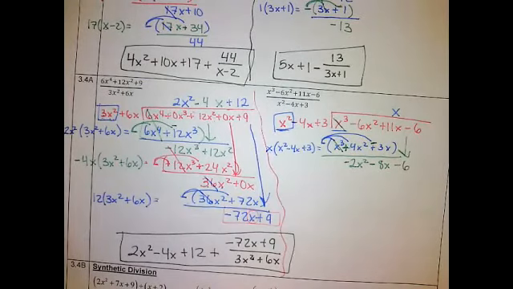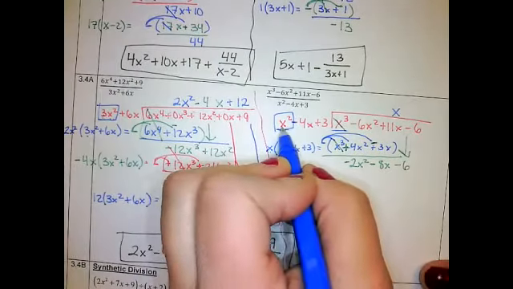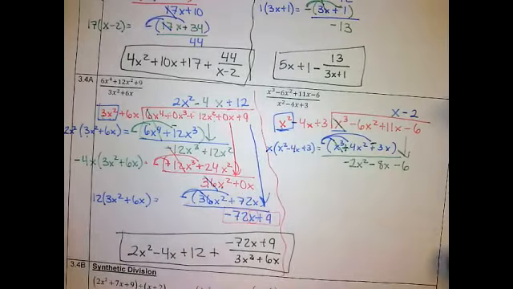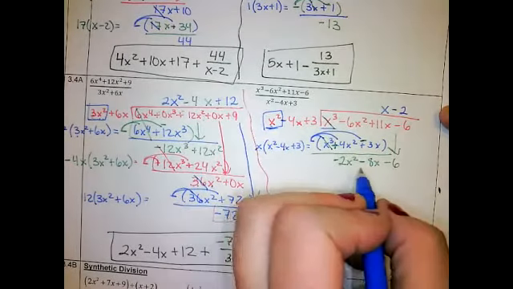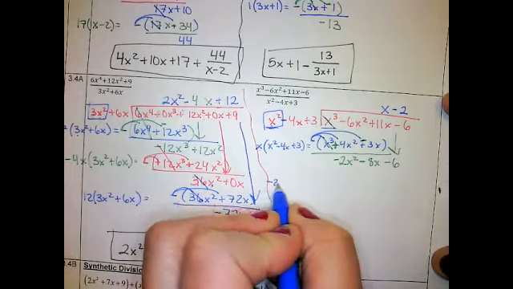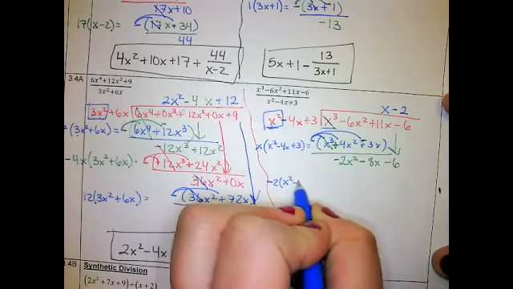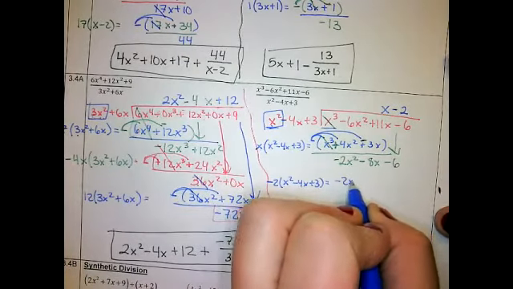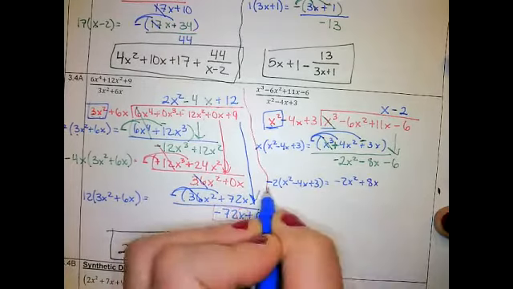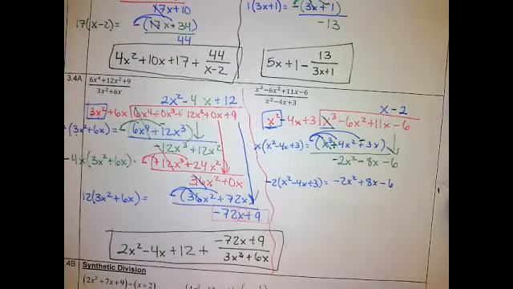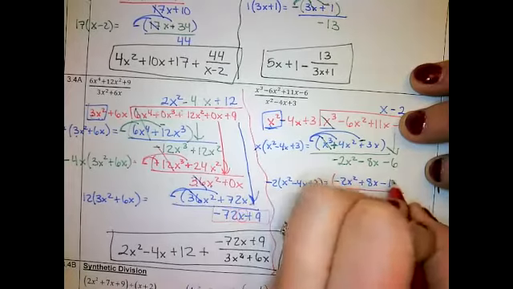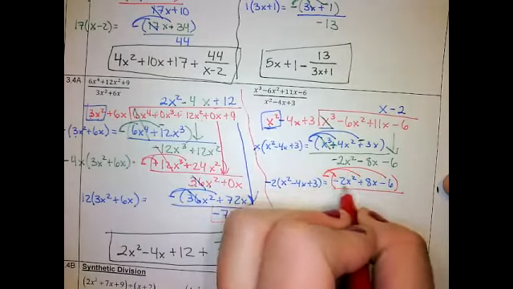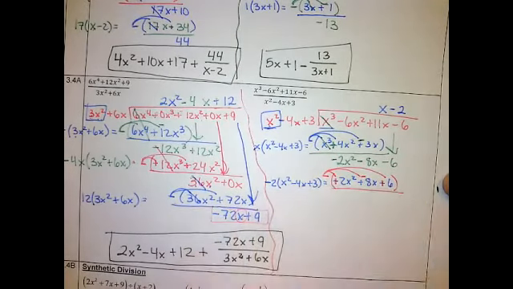So now I'm going to start all over again. What do I need to multiply x squared by to get negative 2x squared? I need to multiply by negative 2. And now I'm going to take that negative 2 and multiply it by x squared minus 4x plus 3. And I get negative 2x squared plus 8x minus 6. I need to subtract that entire polynomial. I'm going to change all my signs. So that becomes a plus, a minus, and a plus.